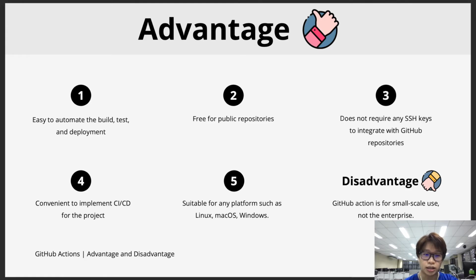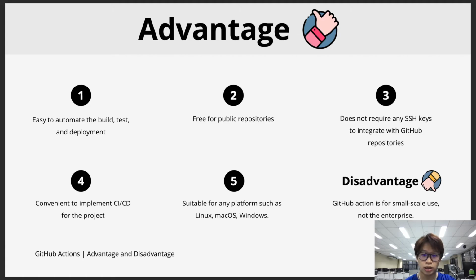For the advantages, the first advantage is that GitHub Actions makes it easier to automate the build, test, and deployment of projects on any platform because it is built right inside GitHub. The second advantage is that GitHub Actions is free for public repositories, so developers and students can use it for free. In case of the private repository, they define a maximum amount of minutes.